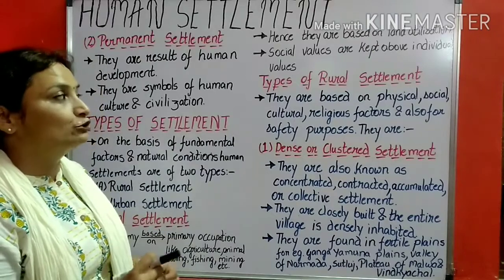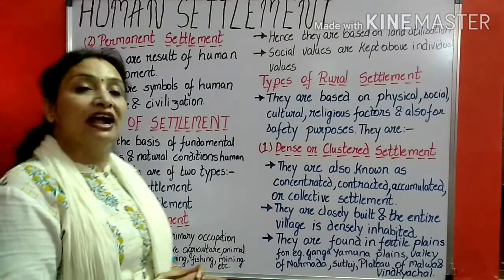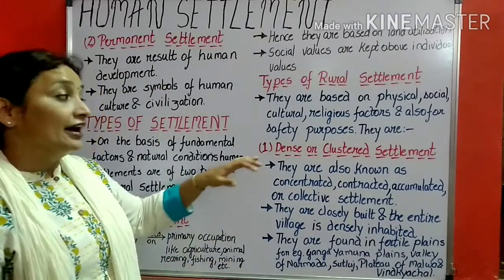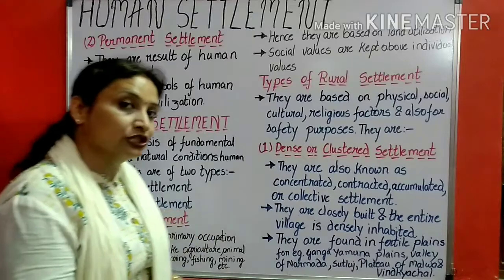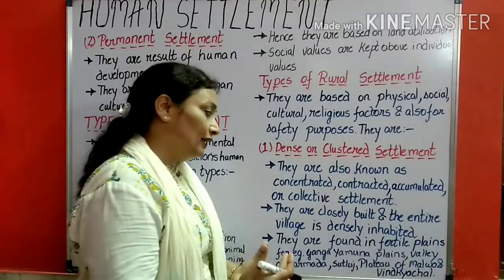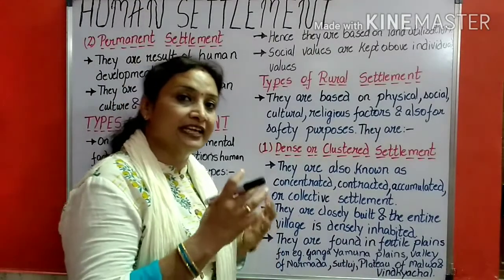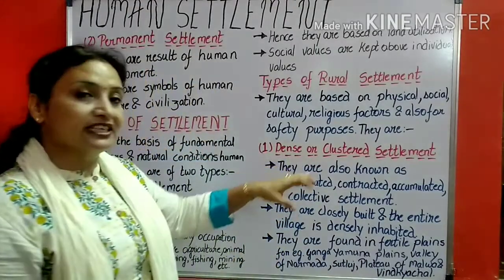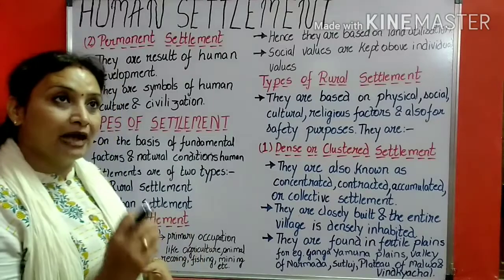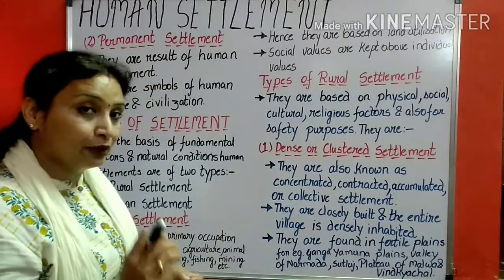Now we talk about the types of rural settlement on the basis of physical, economic, cultural and religious factors. These rural settlements are further divided into various groups. Densely or clustered settlements are also known as concentrated, contracted, accumulated or collective settlements. They are closely built and the entire village is densely populated. Examples of it we find in the Ganga Yamuna plains.